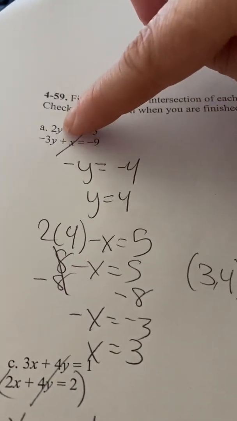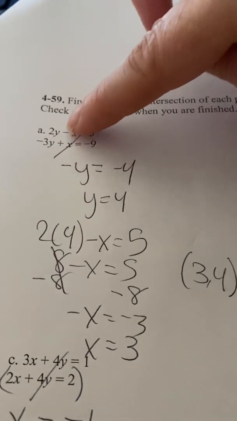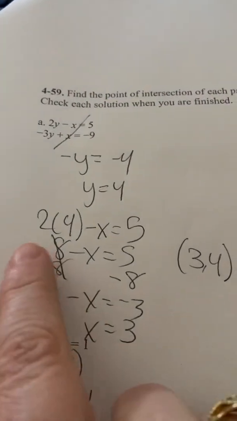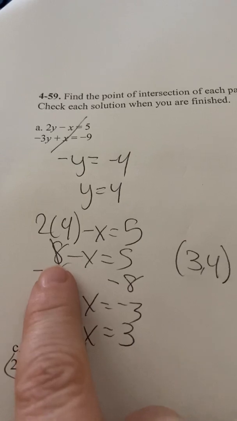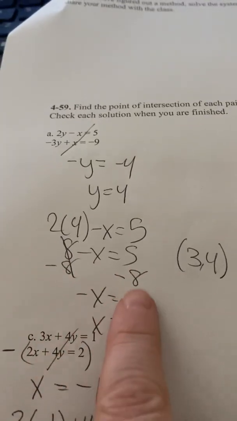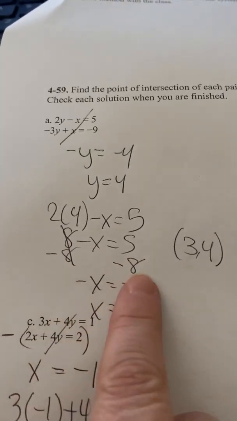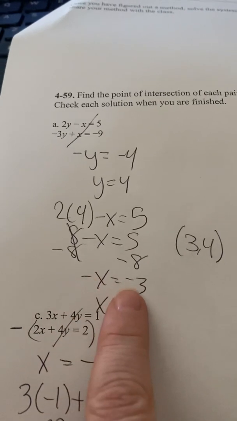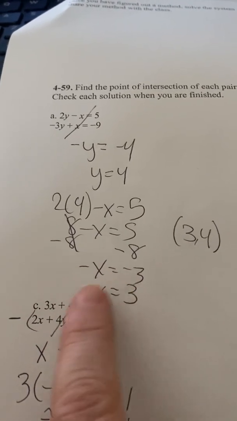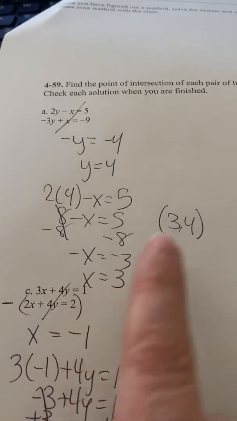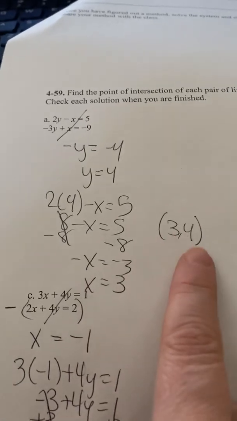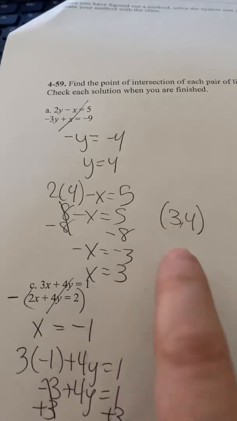So I plugged it into the top equation. 2 times 4 minus x equals 5. 2 times 4 is 8. 8 minus x equals 5. Subtract 8 from both sides. You get negative x equals negative 3. So if you divide both sides by negative 1, you get x equals 3. So x is 3, y is 4. So your ordered pair would be 3, 4.